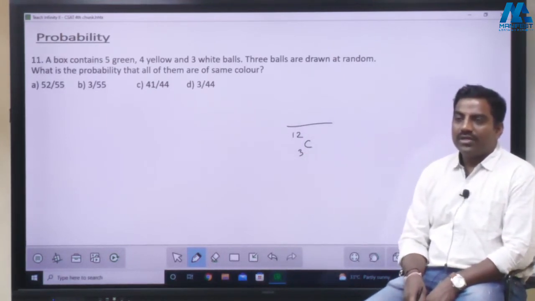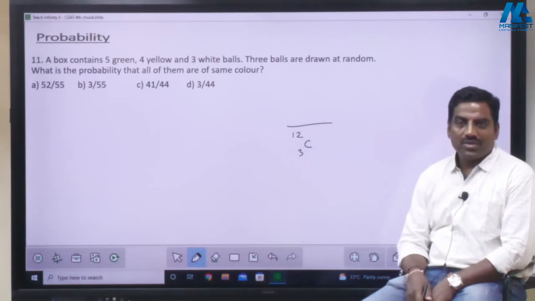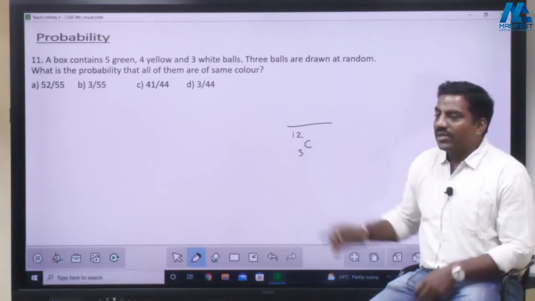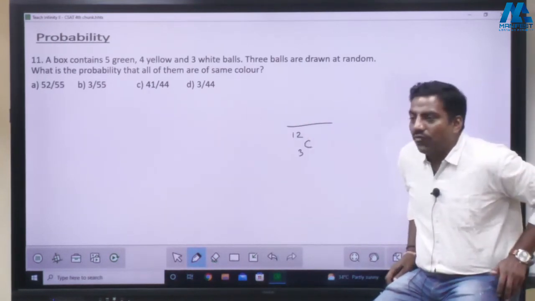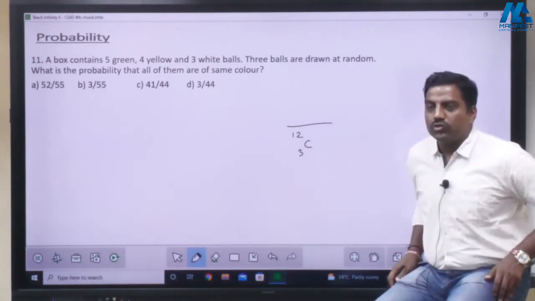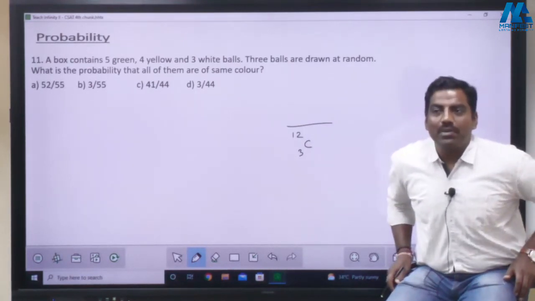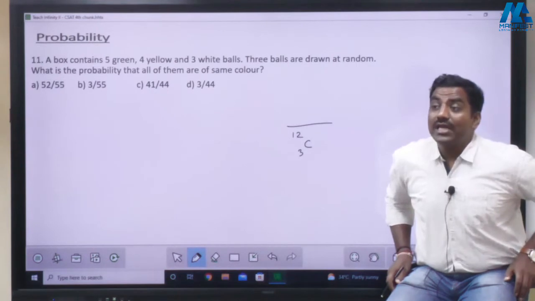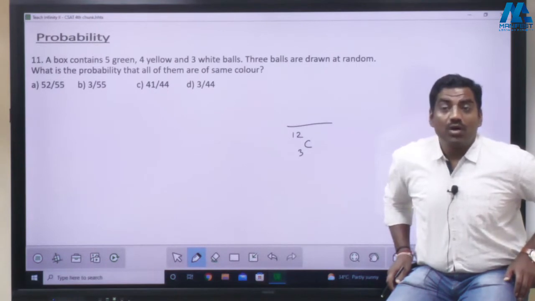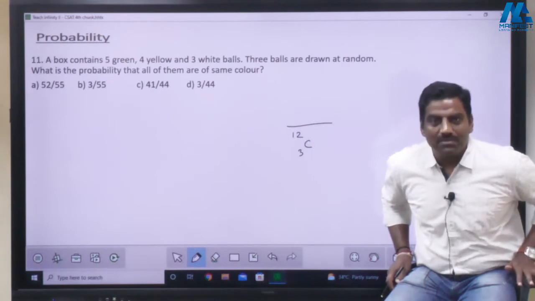Now think of these different events. In the first event, you are drawing only all of them of the same color. Think of only green. You have to choose only green. So what is the probability of getting 3 green balls out of 5 green balls? 5C3, simple. Are you getting the idea?